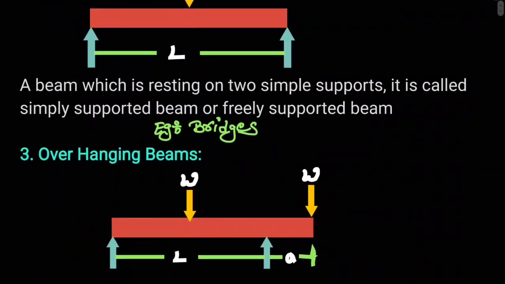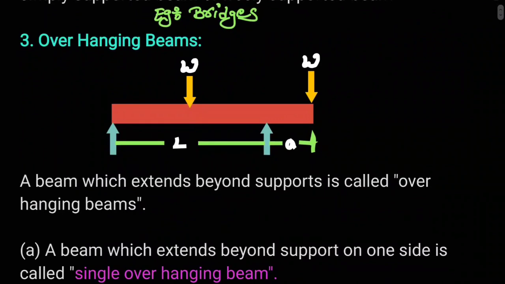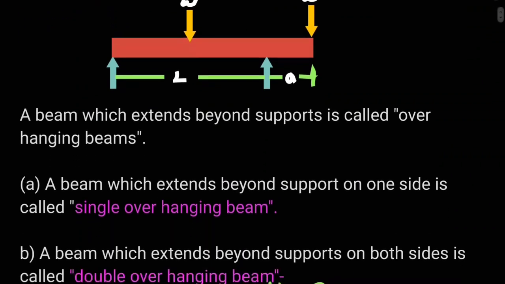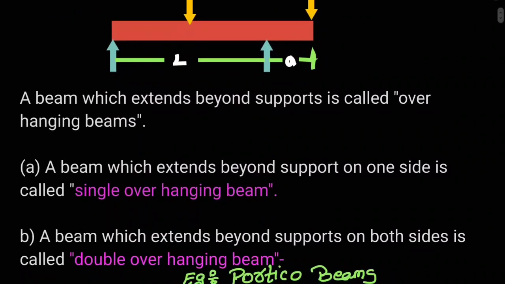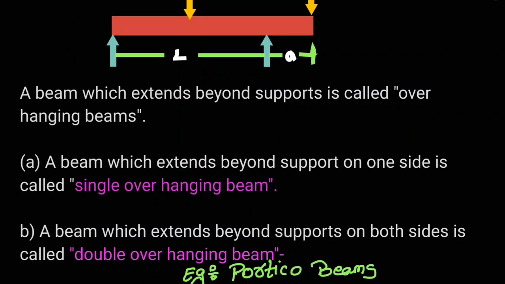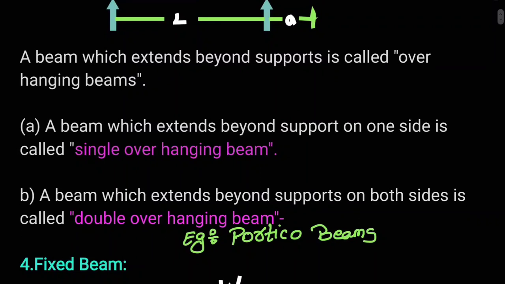Number 3. Overhanging beam. A beam which extends beyond its supports is called an overhanging beam. There are two types of overhanging beam: single overhanging beam and double overhanging beam. A beam which extends beyond the supports on one side is called a single overhanging beam. A beam which extends beyond the supports on both sides is called a double overhanging beam. Examples: portico beams or slabs.